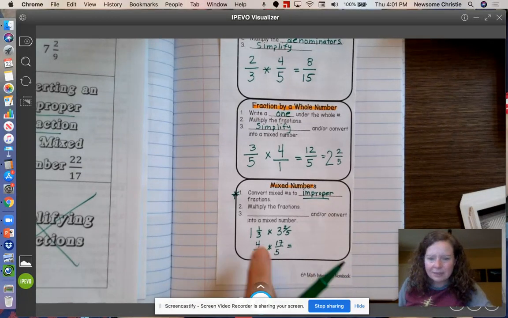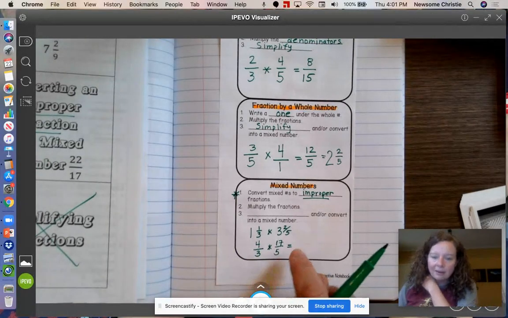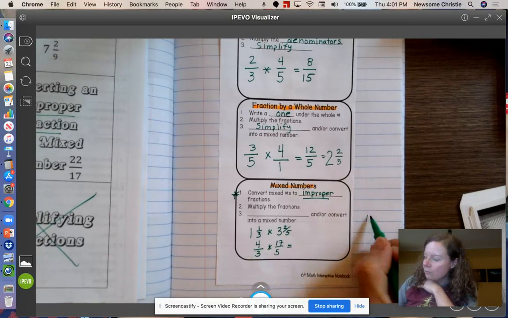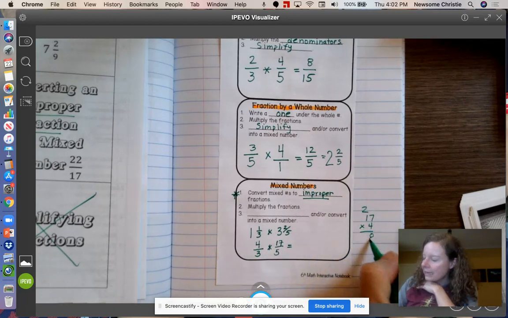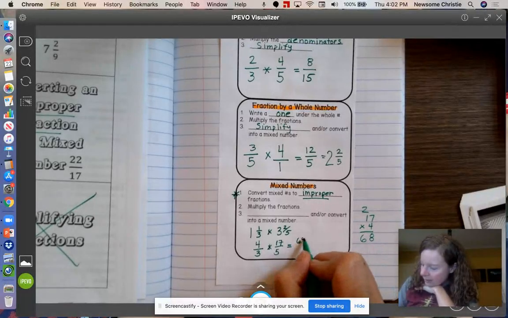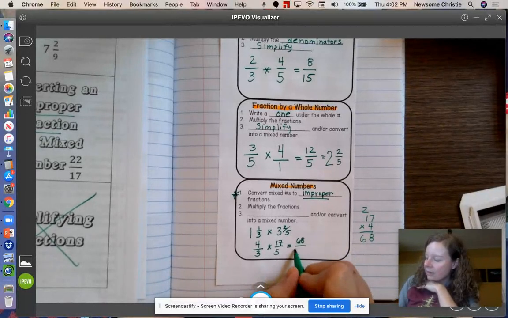Sometimes with these, because the numbers get pretty big on top, we're going to end up with some numbers that also get big in our answer. So for example, 4 times 17. We could pull out our calculator, but I'm just going to do it over here. 4 times 7 is 28. 4 times 1 is 4, plus 2 more is 6. So we get 68. Make sure that's right. Yep. And then 3 times 5 is 15.